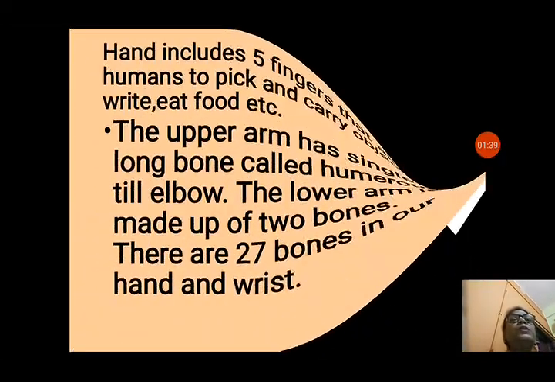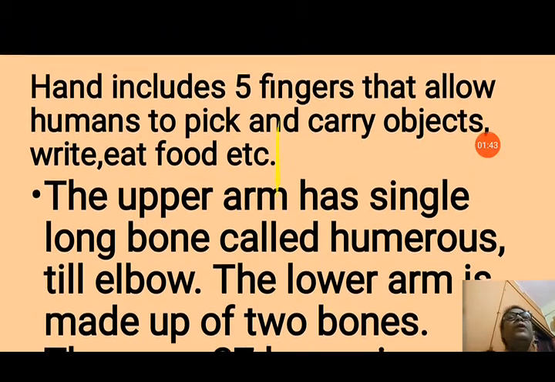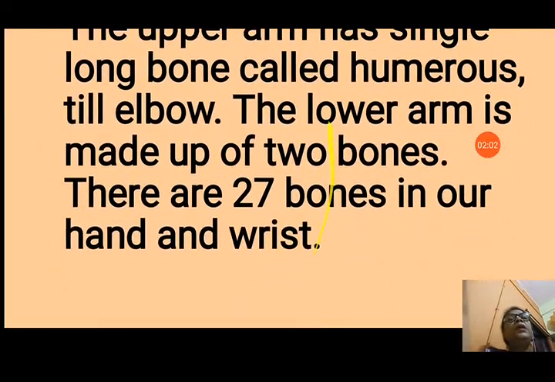Now next we will see about the hand. Our hand includes 5 fingers that allow humans to pick and carry objects, write, eat food, etc. So we can pick objects, we can carry things, we can write, we can eat food with our hands. The upper arm has a single long bone called the humerus till the elbow.